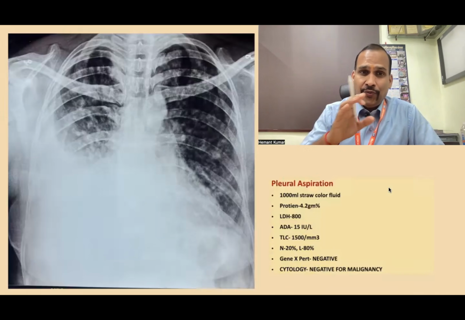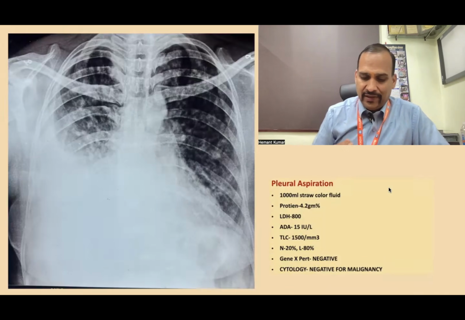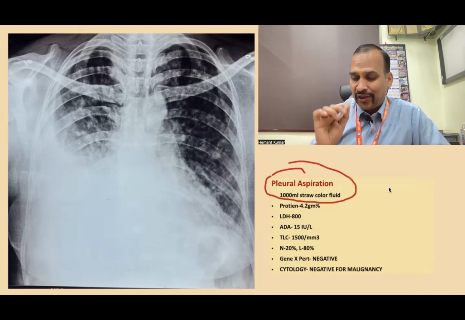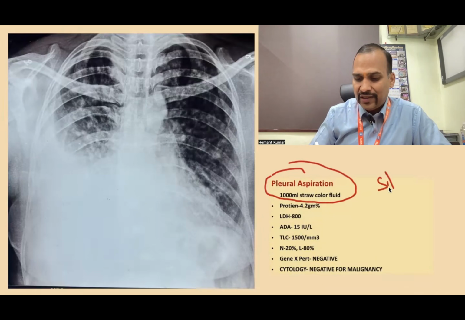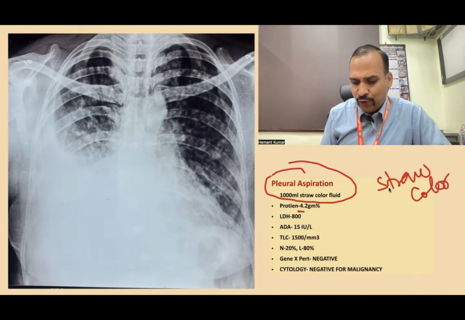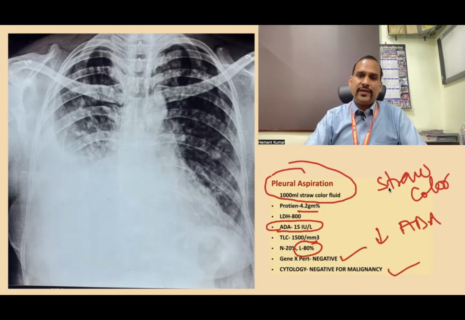So we did pleural aspiration. We removed around 1000 ml of straw color fluid. Please note down straw color fluid, which is not in favor of tuberculosis. Protein is 4.2, ADA is low, ADA is 15, low ADA, right? Lymphocytosis 80%, GeneXpert negative, and malignancy is also negative.